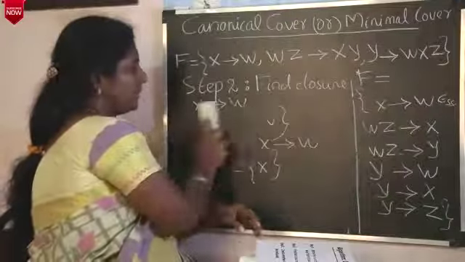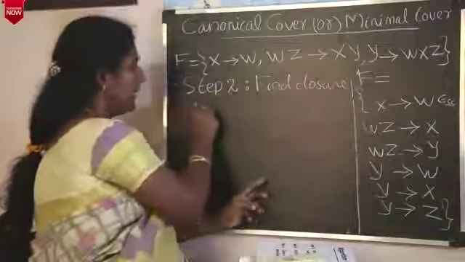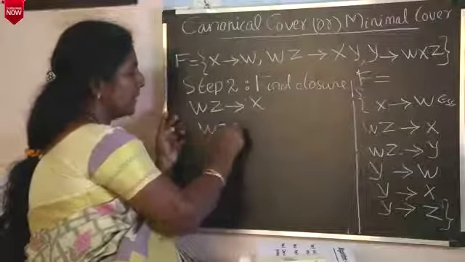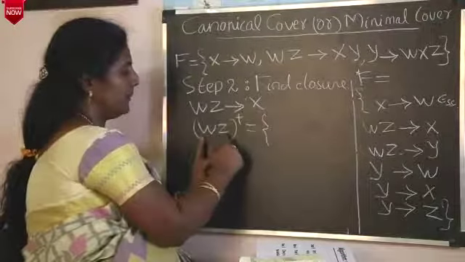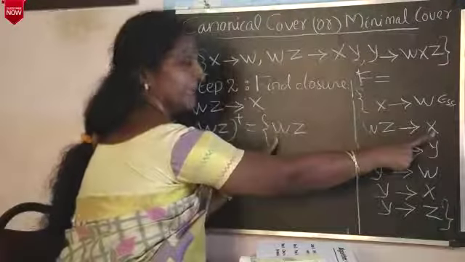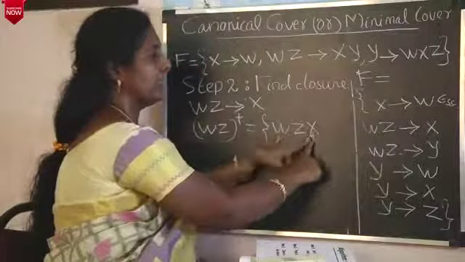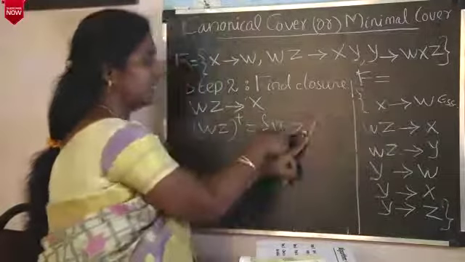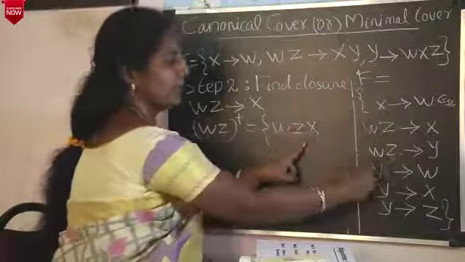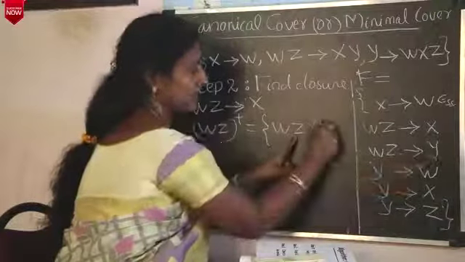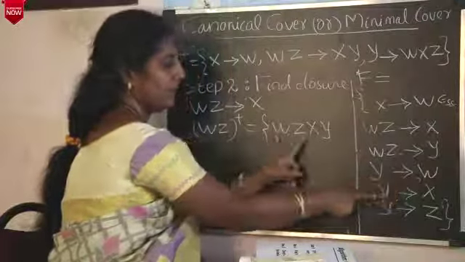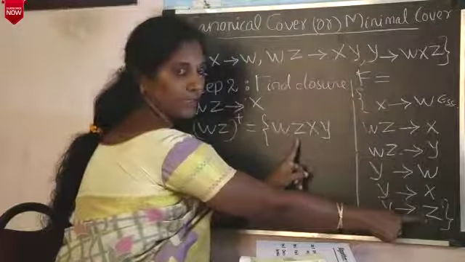Now consider the second functional dependency, WZ determines X. Now find the closure of this one. WZ closure equals WZ, determined by itself. WZ determines X. X determines W, already included. Then WZ determines X, also included. WZ determines Y also. Y determines W, already included. Y determines X, Y determines Z, also included.